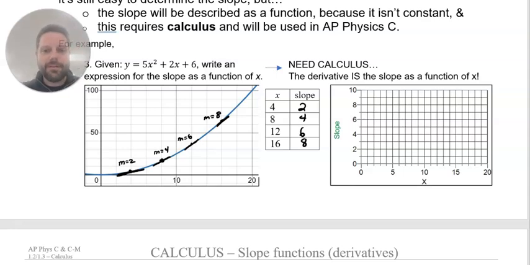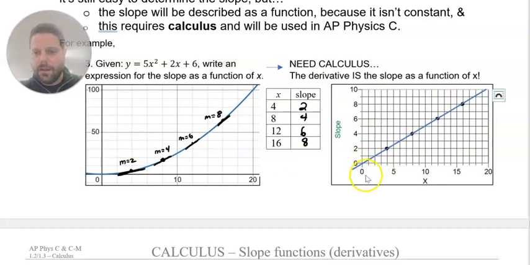Now, if we go ahead and plot those on there, we should notice, obviously, this is going to be pretty linear, right? So when we plot this, it would make sense that the slope is changing, but at a linear rate. So if we were to get a function for the line we're about to plot, it should be a linear function. And you can see here, after plotting these points at 4, 8, 12, and 16, we do in fact get a linear plot.